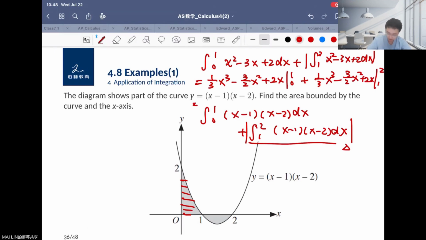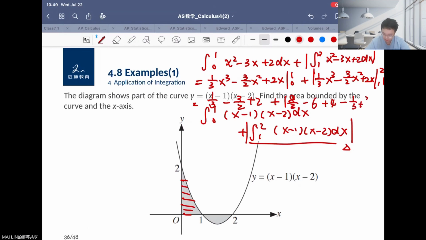So then we can calculate. Here we also have to add a modulus, right? So just put 1 into it, that is 1/3 minus 3 over 2 plus 2, right? Then add the modulus, and put 2 into it, that is 8 over 3 minus 6, right? And then plus 4 minus the 1/3 minus 3 over 2 plus 2, right? Add a modulus. So here you can calculate. The first part here is 1/3 plus 1/2, right? So we can say the answer is 5 over 6.